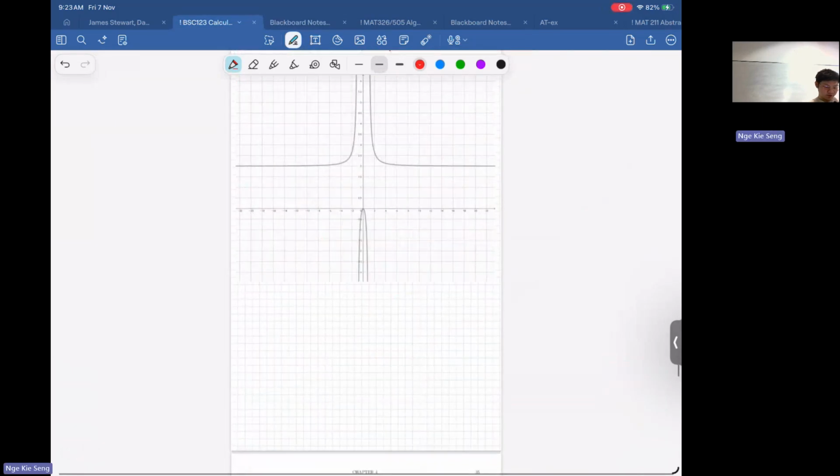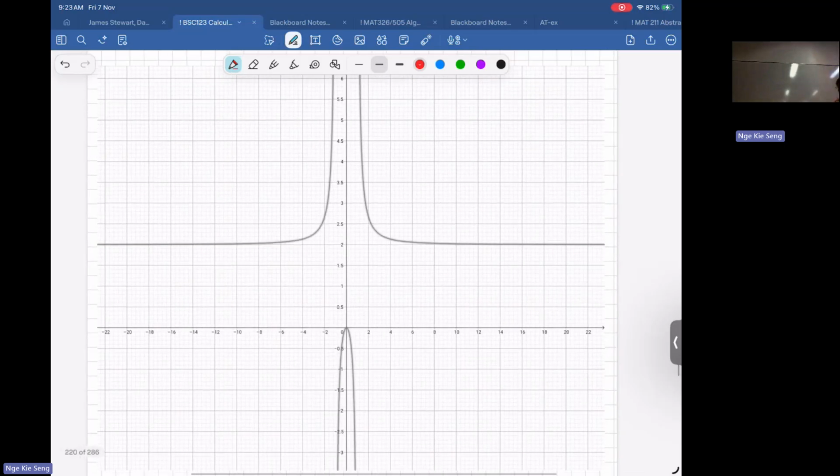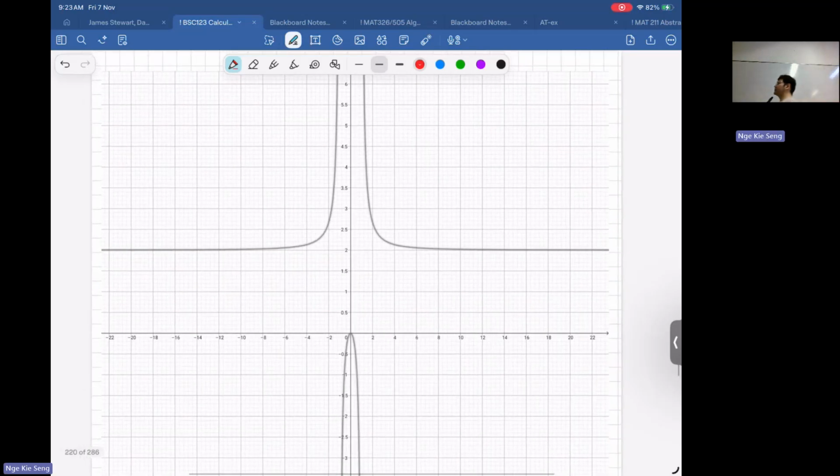Yeah, so I use GeoGebra to do it. So this is exactly the shape we predicted. Sometimes the horizontal or vertical asymptote is enough for you to give the whole shape, where the rest is to check. Any questions so far? No?